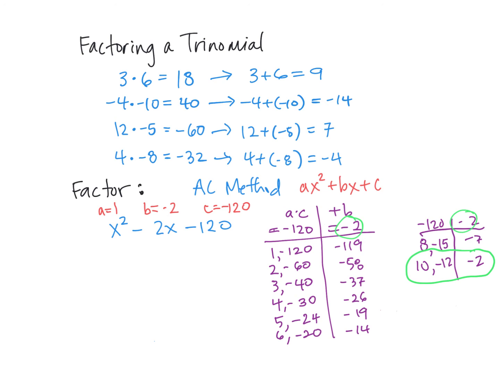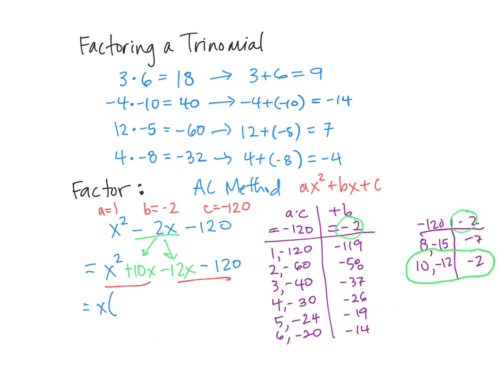So, that's dumb. All right, let's take the negative 12 and the positive 10, and let's split up these minus 2x's as positive 10x minus 12x. And let's bring down the 1x squared and the minus 120. And then let's pair up and pull out little GCFs. So the little GCF of the first pair is just an x.